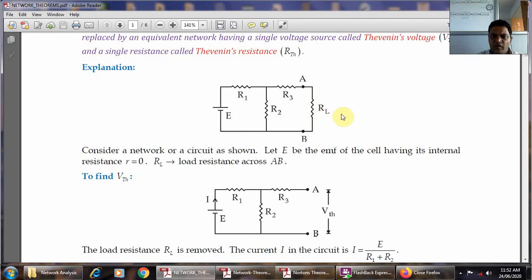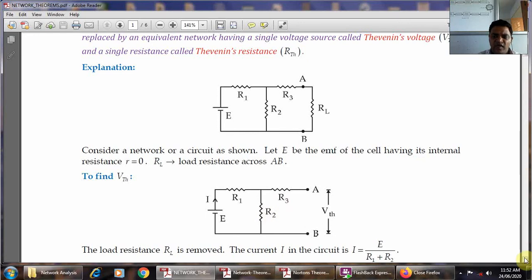First it will be removed, and then you have to look in from the right hand side towards this circuit. After removing it, you have to find the voltage drop across R2, which is nothing but VTH, and in series with it the RTH, the Thevenin's equivalent resistance, found while this voltage source is replaced by a short circuit.